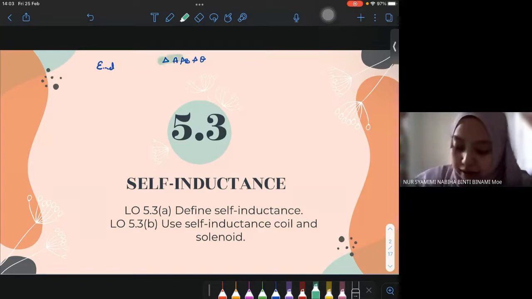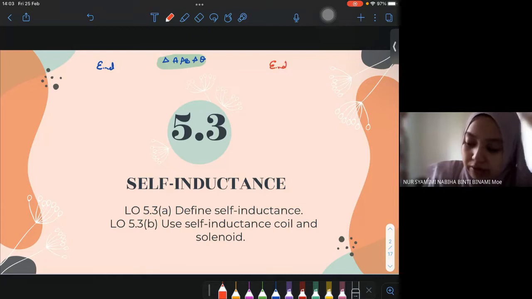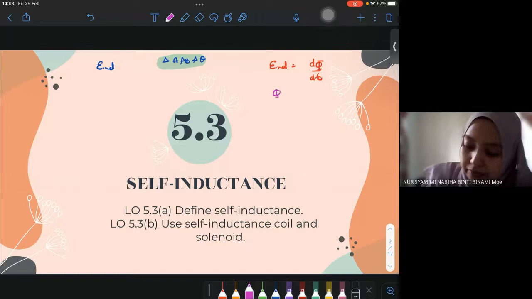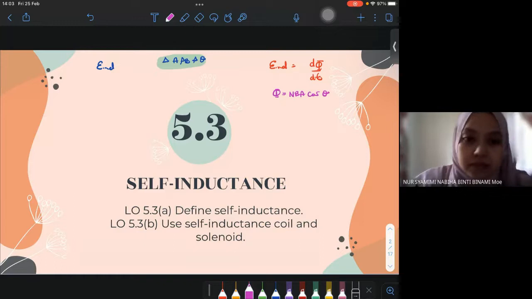But in other words, these three things equal E induced equals rate of change of magnetic flux, d flux over dt. So yang Clarissa cakap tadi, A, B and theta, dia berada di mana? Dia berada di dalam magnetic flux, sebab equation of flux is equals to N, B, A cos theta. So kalau salah satu daripada ini berubah, satu je yang berubah, tak perlu pun semua berubah, maka dia akan menghasilkan induced EMF sebab dia ialah d flux over dt.